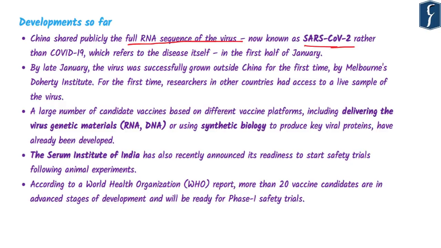And since then, by the collaboration of various universities and various countries, various candidate drugs have been developed through various methods. For example, one of the methods involved is delivering viral genetic material, the DNA or the RNA. Or other methods like developing synthetic proteins. So various methods of vaccination are all being implemented in developing the vaccine against coronavirus. Even the Serum Institute of India has announced recently to be part of the drug trial. As per WHO, presently there are 20 vaccine candidates undergoing trial. And how many of them will be approved, only time will tell.